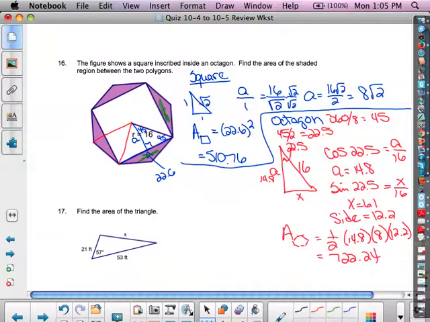Now the shaded region between the two, when I look at the shaded region between those two figures, that's here and here and here and here, I can obtain that by taking the area of the octagon and subtracting the area of the square. So I'm going to have 722.24 minus 510.76 to give me a shaded region of 211.48.